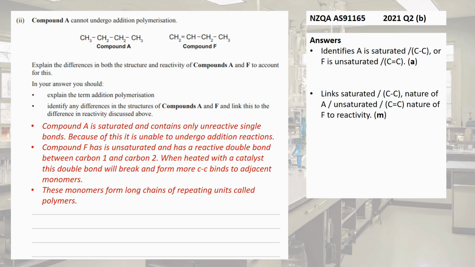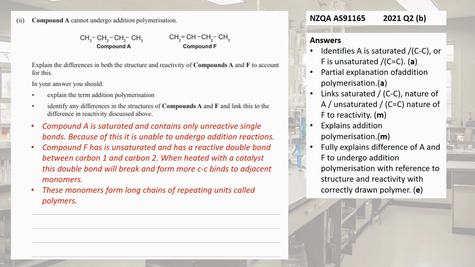So for both of them, we'd say, look, the double bond is unsaturated, therefore it's reactive. The single bonds are saturated, so they're unreactive. Let me just, I've got this in the wrong order. If they partially explain addition polymerization, what I've written here, they can get an achieved point. So if they said the double bond breaks and we join them together, achieved.